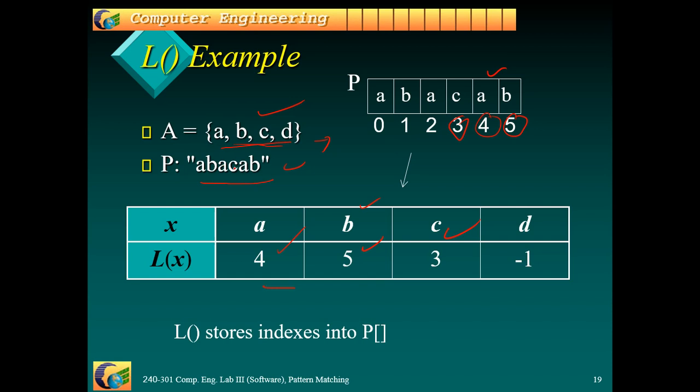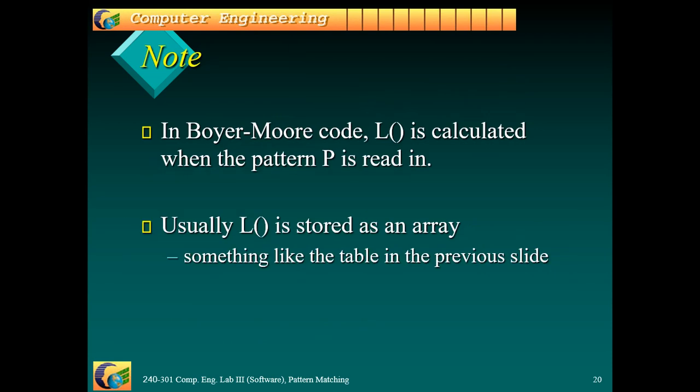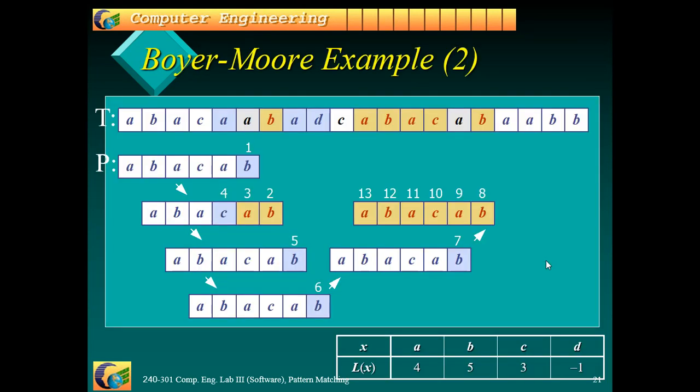Your text may carry them, but your pattern may not carry all the alphabets. Like for example, this particular character D, the pattern is not carrying. Then the last occurrence value will be -1. Okay, this is how you calculate the last occurrence table. Fine. Here, with the help of an array, we are going to implement this in the Boyer-Moore algorithm.